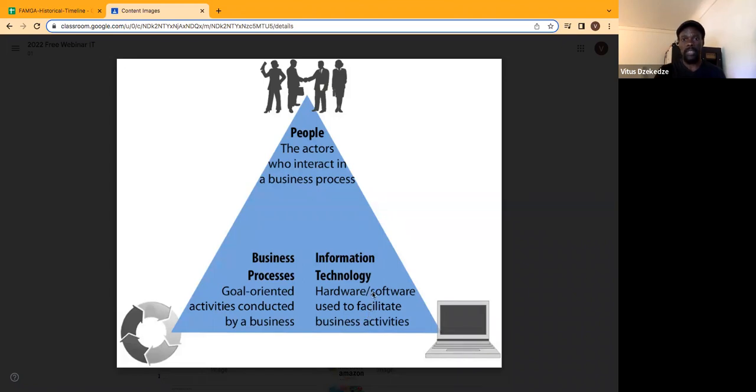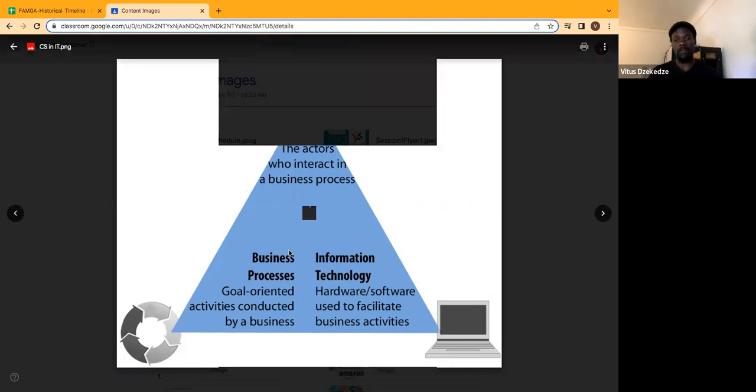But information systems includes the people that interact in the business and the business processes. Is it a financial institution? Is it a sporting institution? Is it an educational institution? And so on and so forth. So it encompasses all three of them.